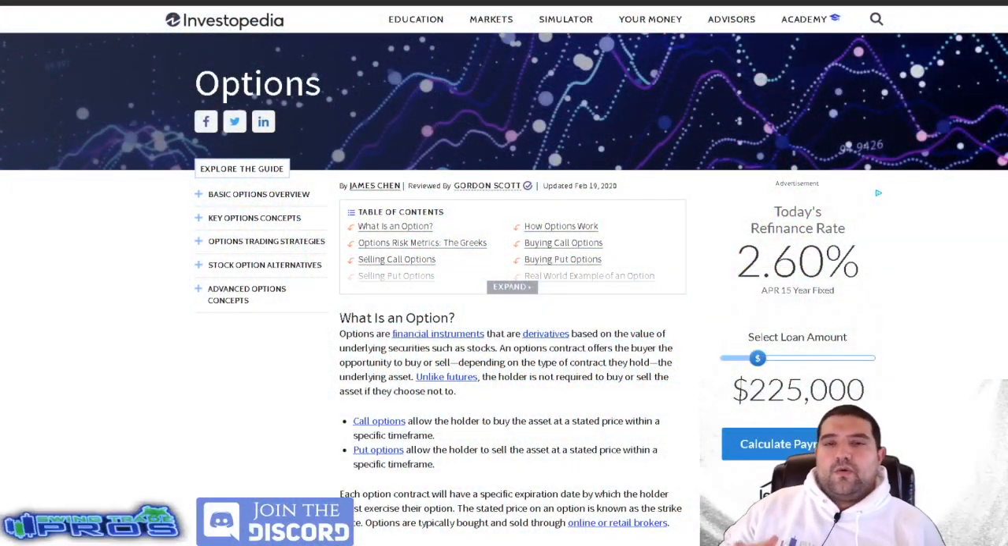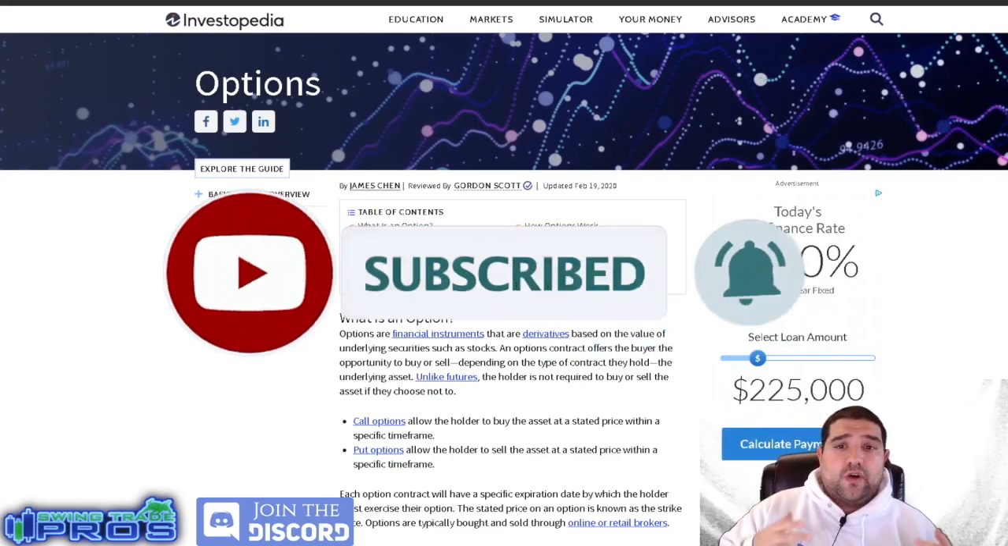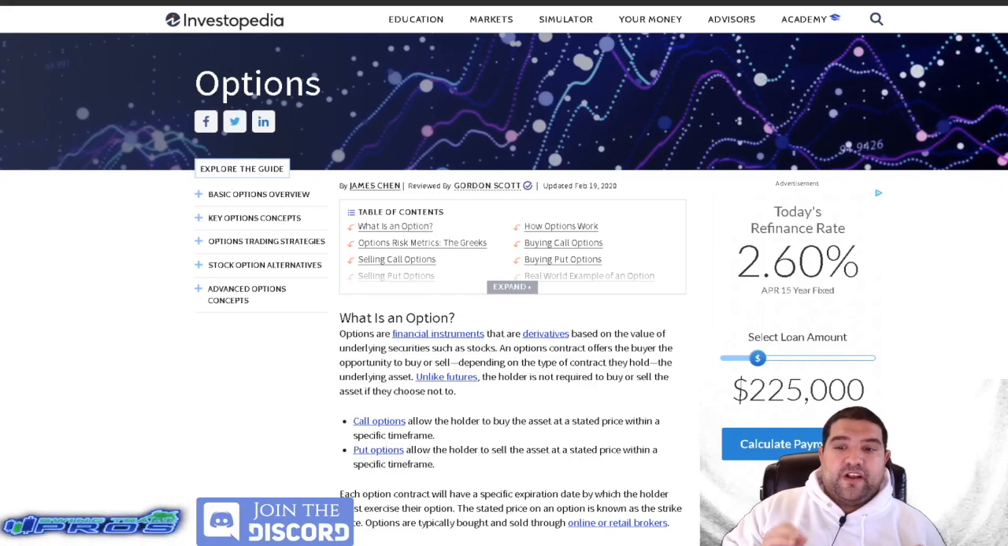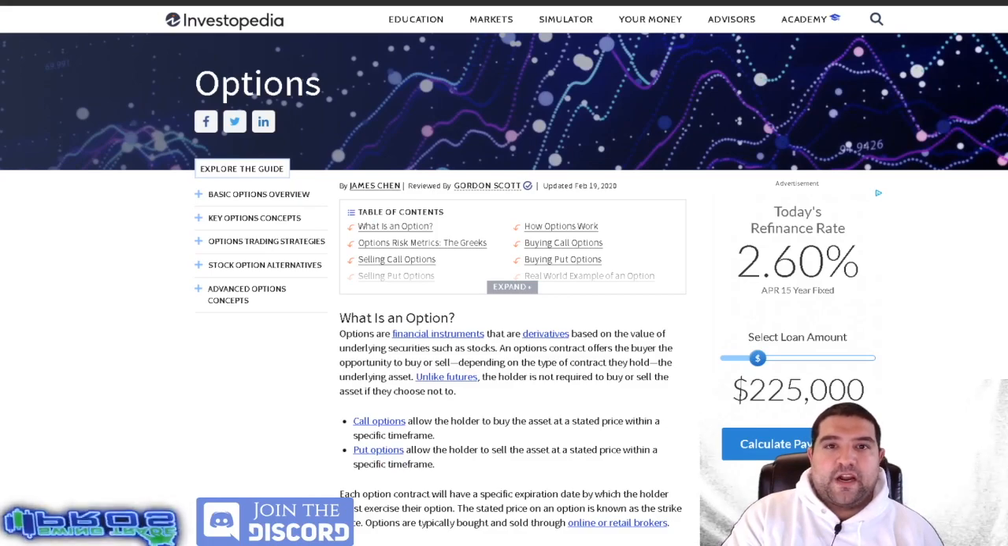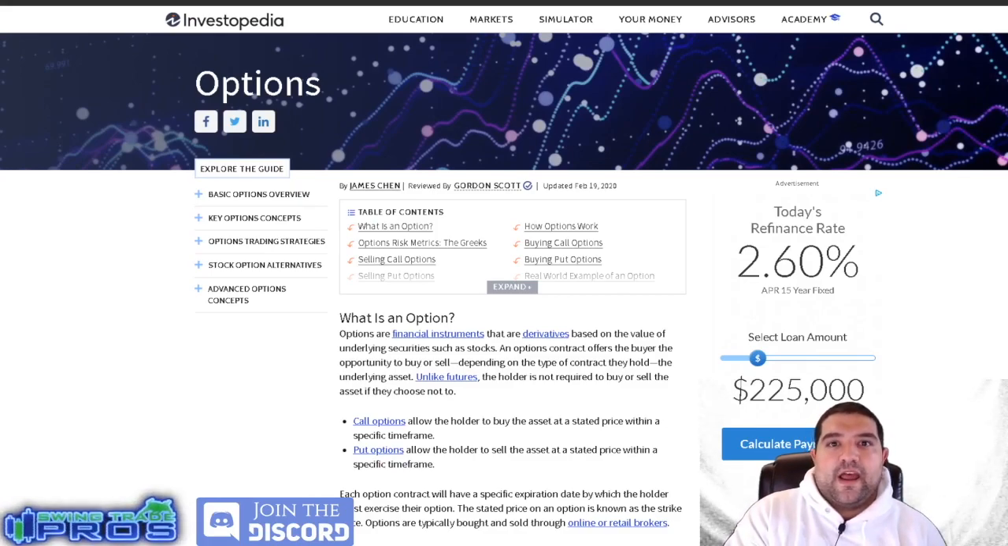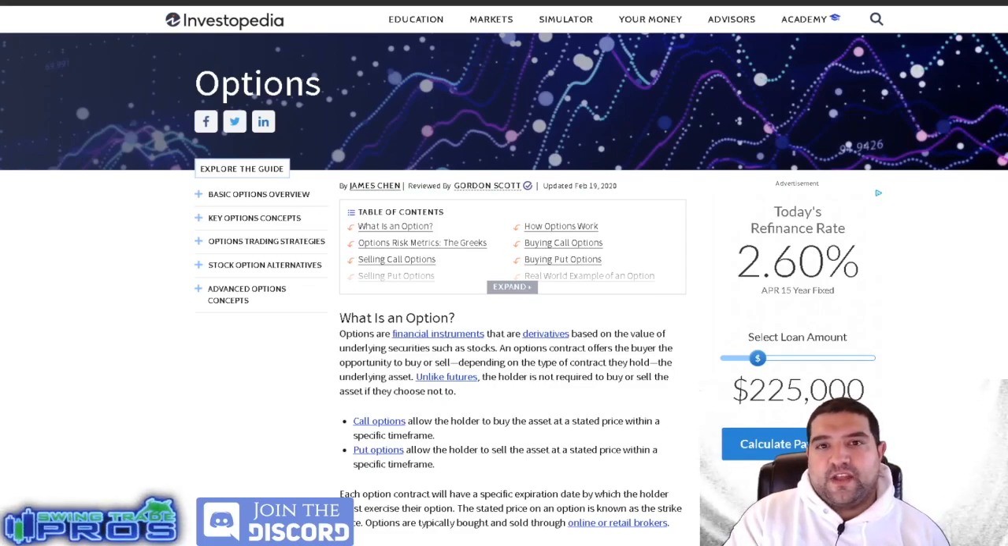All right, guys, so briefly, real quick, I'm going to explain to you guys what options are. Credit to Investopedia: options are financial instruments that are derivatives based on the value of the underlying securities, such as stocks. So basically, every single time you buy an option, you're buying a contract between a buyer and a seller, and you have the option to exercise that option, which means towards the end of your option's expiration, given you have the capital to exercise the option, you can actually convert the option into shares.